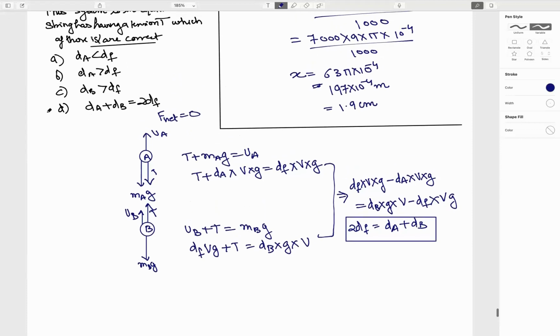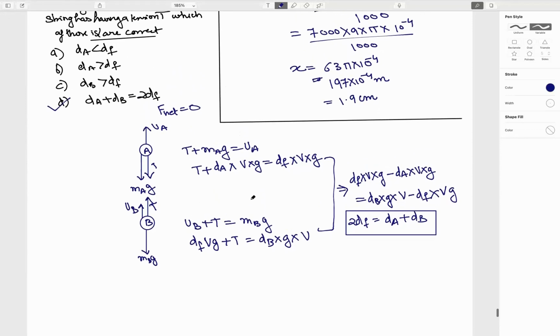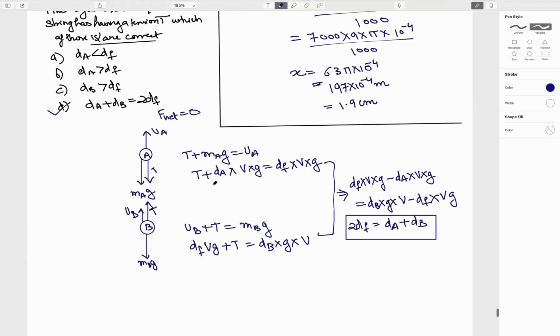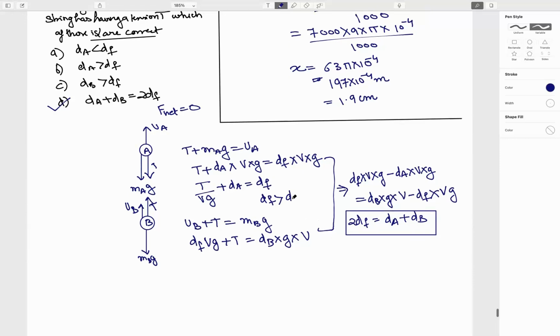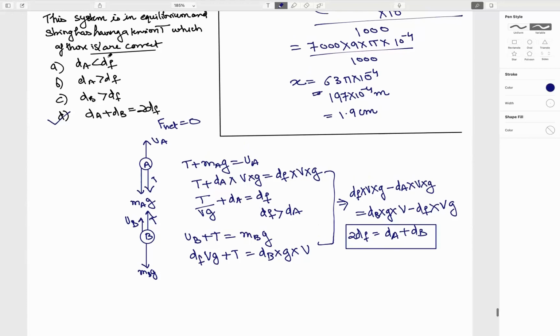So one of the options is correct. Now what about this? If you say this option, let's divide the complete equation by Vg. So T by Vg plus dA is equal to dF. So from here you can conclude that dF is greater than dA because it is dA plus something. This is something, either it's 0.001. So dF is greater than dA.